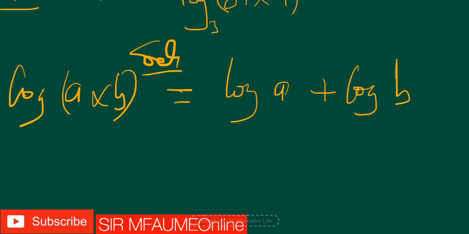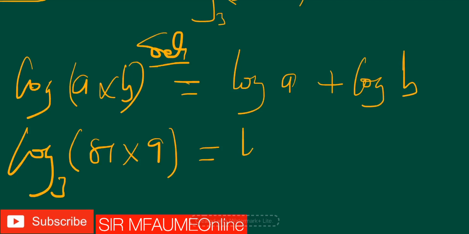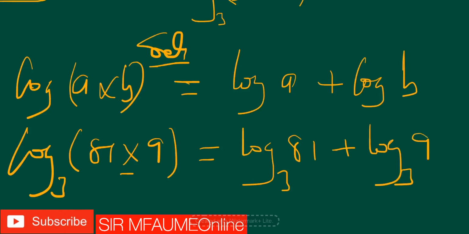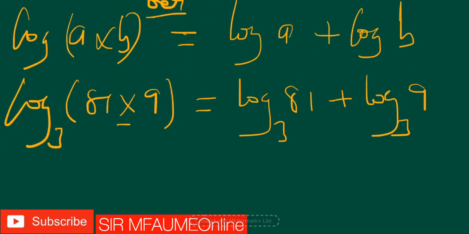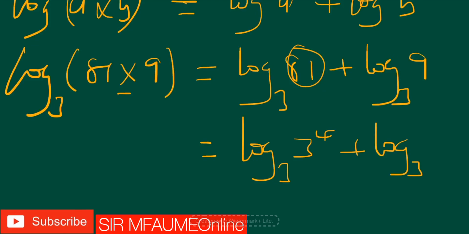Okay, that means even if you have log under base 3 of 81 times 9, this will be equal to log under base 3 of 81. This multiplication also becomes addition, log under base 3, but here there is 9. So now this will be equal to log under base 3, but this 81 is the same as 3 exponent 4, then plus log under base 3, but this 9 is the same as 3 squared.